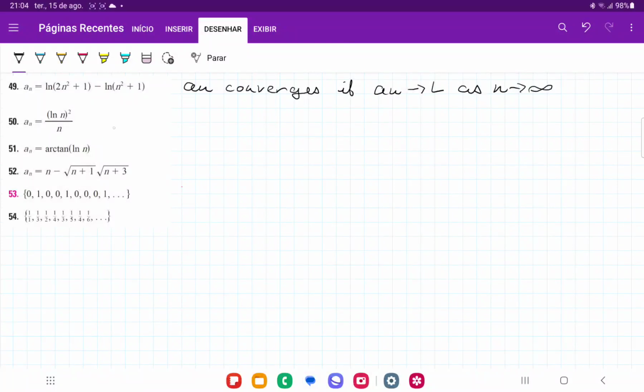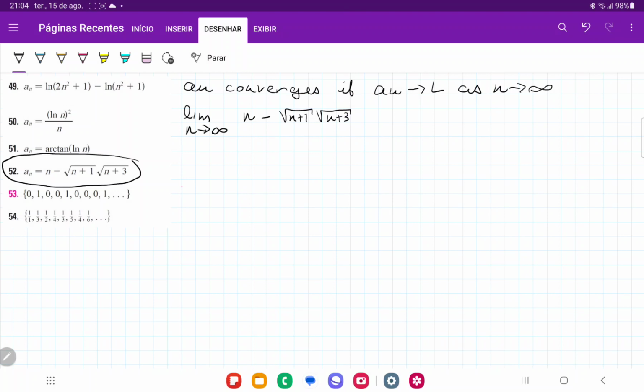So for number 52, we want to see if this sequence converges. Now a sequence a_n converges if it tends to a defined number L as n approaches infinity. So what we're going to do here is take the limit as n approaches infinity of our a_n, so n minus the square root of n plus 1 times the square root of n plus 3, and see if this spits out a number.